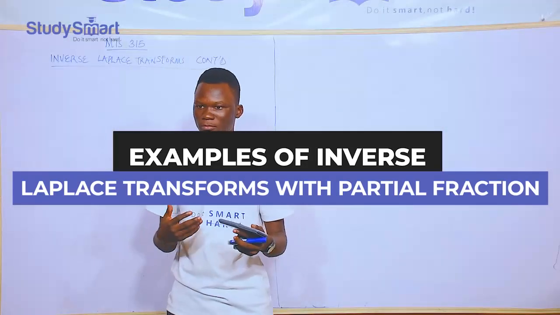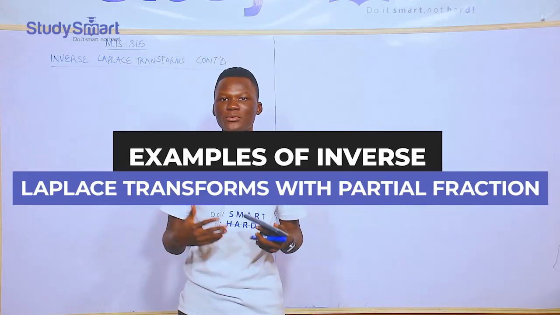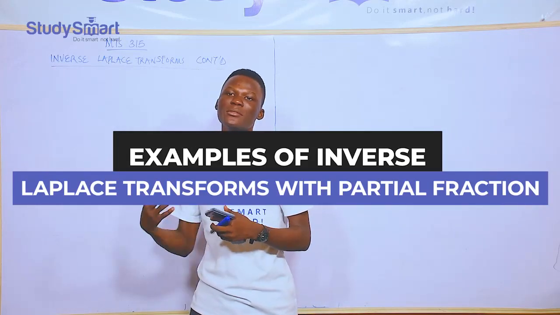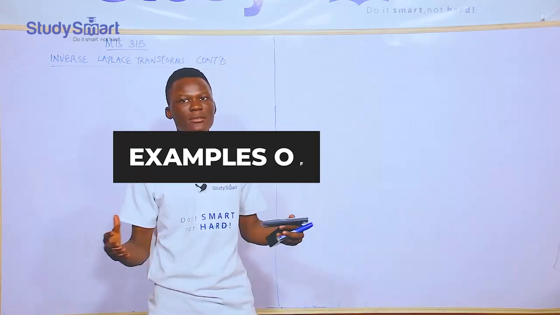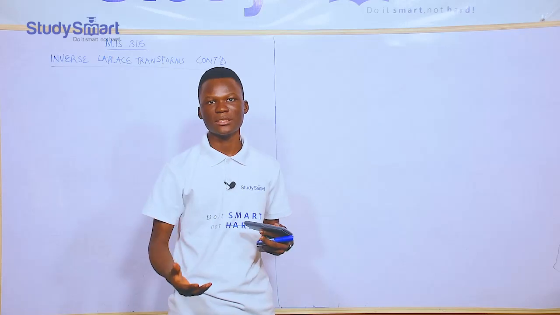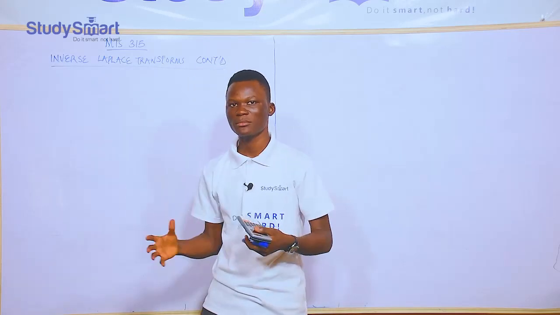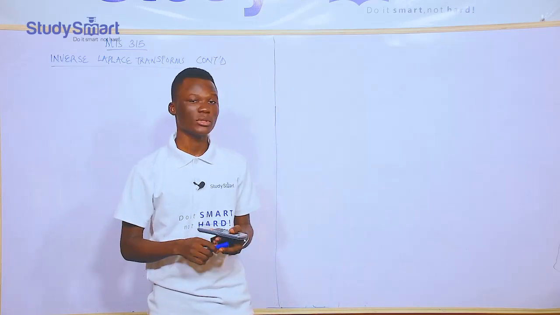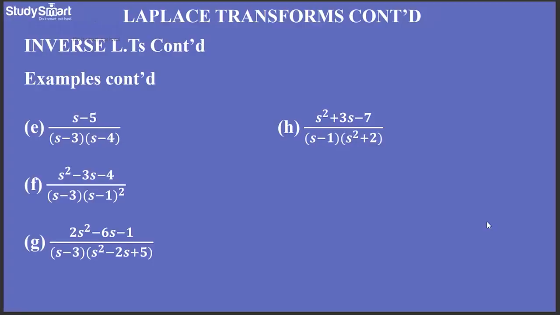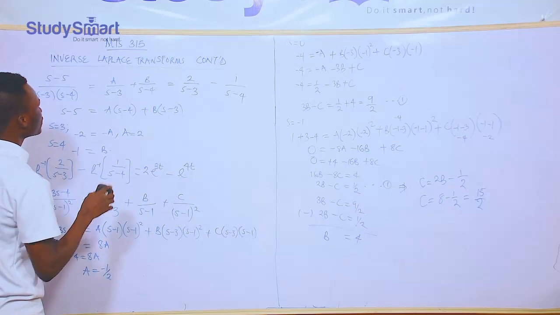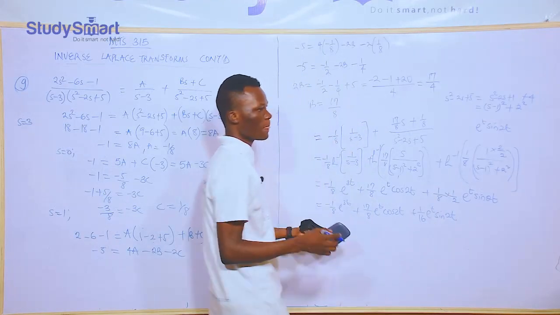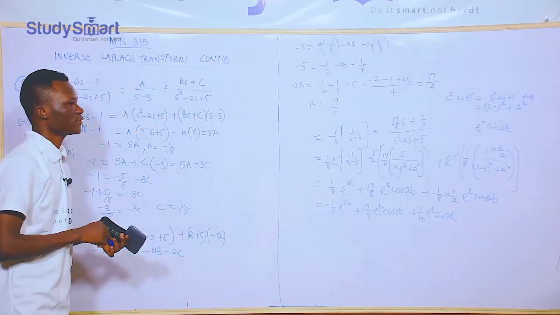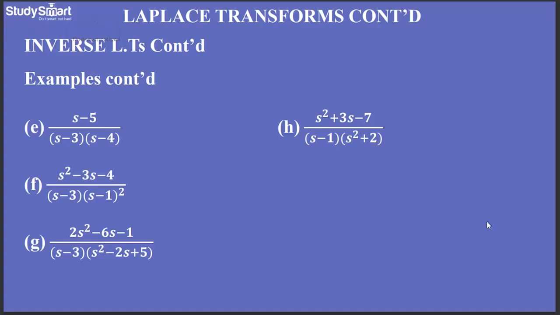So I'm going to be solving some examples for us to fully understand how you can resolve all these Laplacian domain functions into partial fractions, then invert them and get their time domains respectively. So we go from the slide, you can see some examples. Now from example E now, I've gotten my A, I've gotten my B, I've gotten my C. So this is for this example. So let's move to the next example.